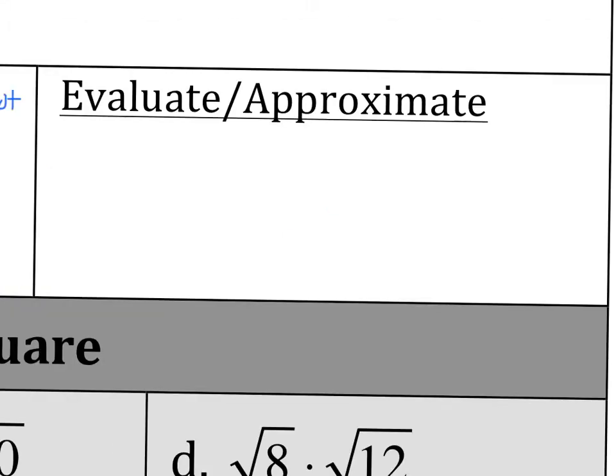A common mistake many students make is when they see a square root, they often want to approximate it or evaluate it. So for example, if I said, what's the square root of 20? A lot of people plug that into their calculator and get 4.5. This is what evaluating or approximating is. Simplifying is something completely different. So this is not simplifying. Our answer should not be a decimal.